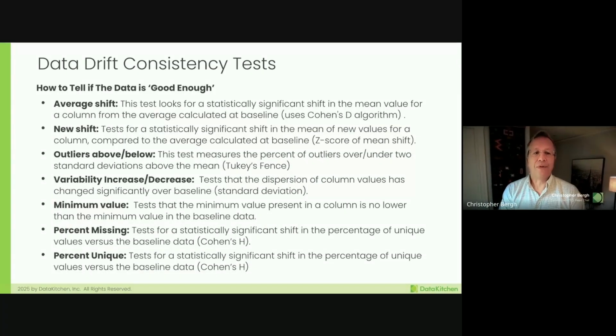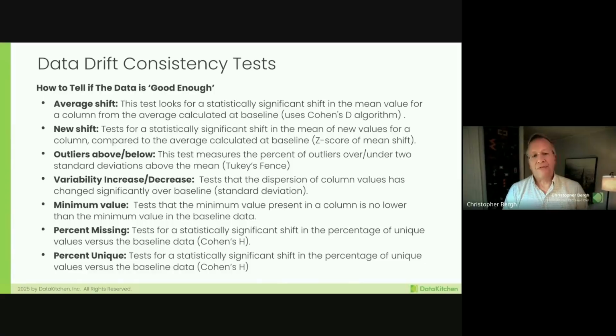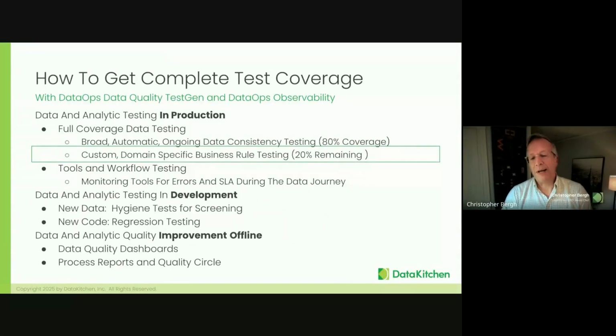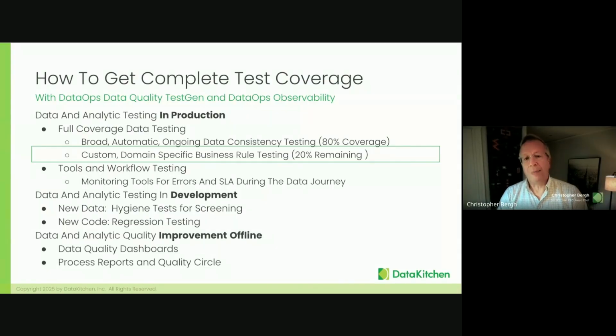And then drift, like how do I tell if the data is sort of good enough? This is like using statistics like Cohen's D algorithm, the Z-score, to look at the shift in values, like percent missing, percent unique. And so they're using statistical methods to see if there's some drift based on the data. All these tests are really trying to say, press a button, give me 80% coverage across all my columns and all my tables. And a bunch of tests that computationally run in seconds or minutes. So that's what's trying to drive this: get data test coverage across all your levels in your database.